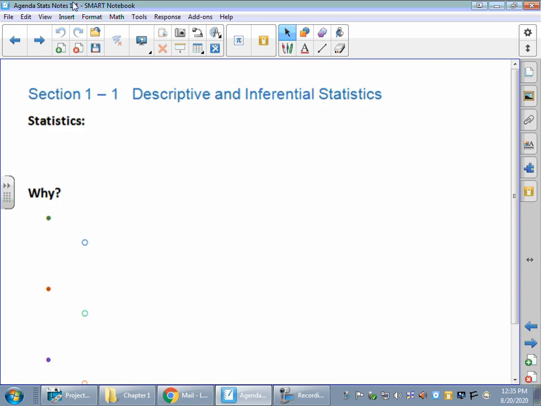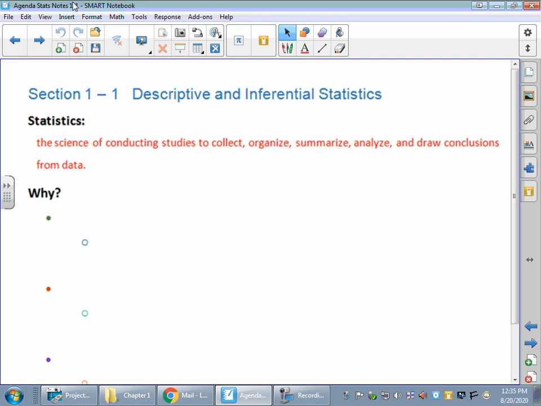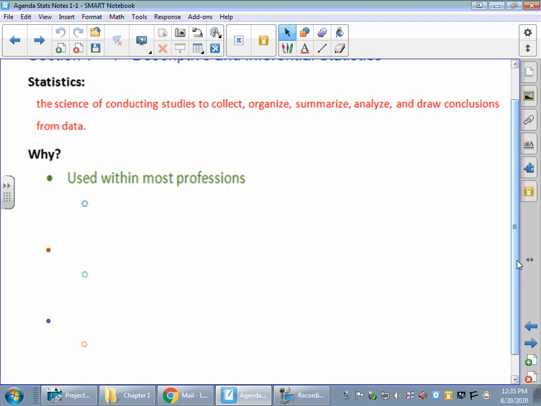So statistics itself is the science of conducting studies. So we actually do something, watch something. We collect, organize, summarize, analyze, and draw conclusions from data. It's actually a lot bigger than it sounds. A few reasons why. First of all, most professions use some sort of statistics. Obviously, I'm in education. I use statistics all the time. You hear it in the world every day.